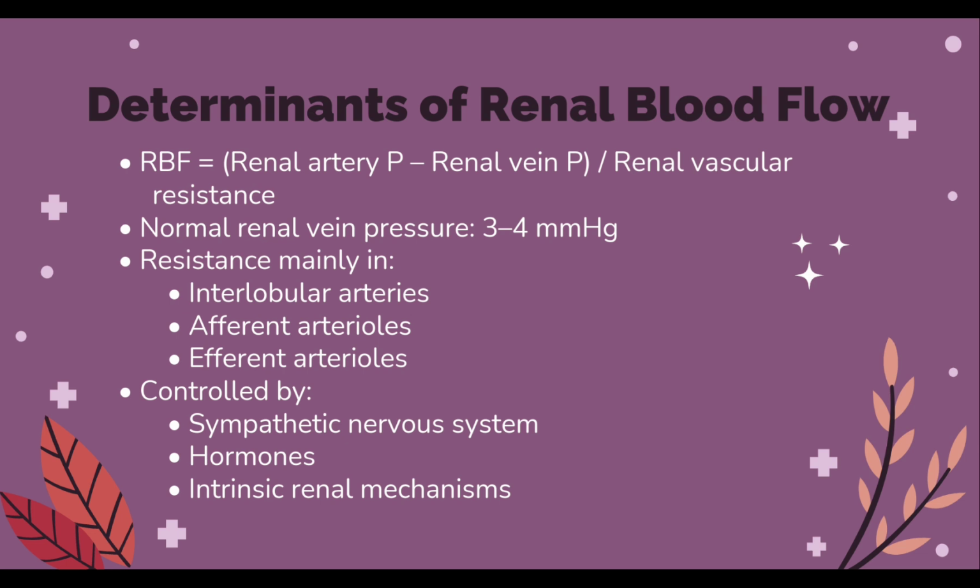So what are the determinants of renal blood flow? When we calculate the renal blood flow, we subtract the renal vein pressure from the renal artery pressure, and we divide it by the renal vascular resistance. Normal renal vein pressure is about 3 to 4 millimeters of mercury. This resistance is mainly in the interlobular arteries, afferent arterioles and efferent arterioles. So how to control the renal blood flow? It is usually controlled by the sympathetic nervous system, hormones and intrinsic renal mechanisms.